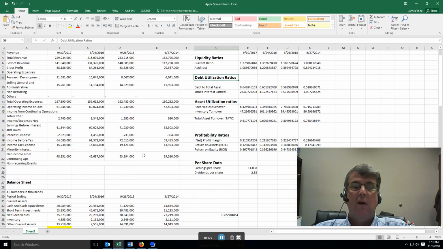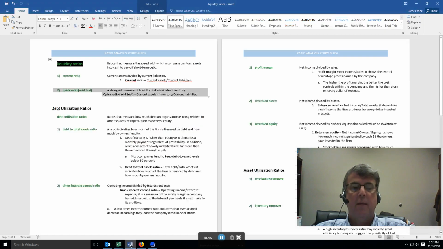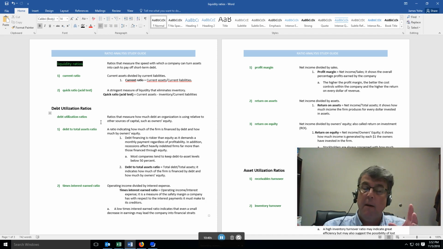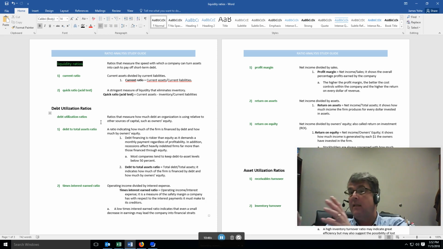The next thing we have are debt utilization ratios, and we're going to go back here. These are ratios that measure how much debt an organization is using relative to other sources of capital, such as owner's equity. I'm looking here, like, how much are you borrowing? How much of your company is in debt? Because I can only lend you money against equity and cash flow. So I've got to know how much you owe to other people, how much of this company is really even yours and not a bank's or a bondholder's.